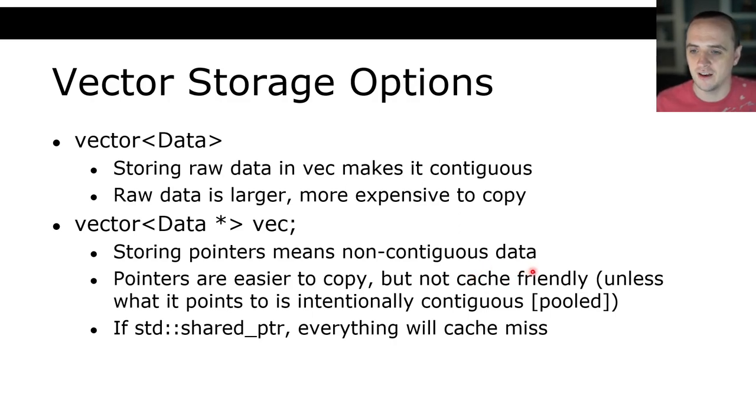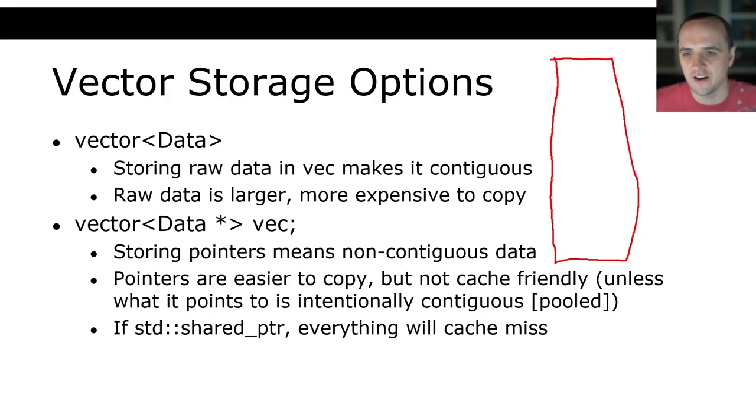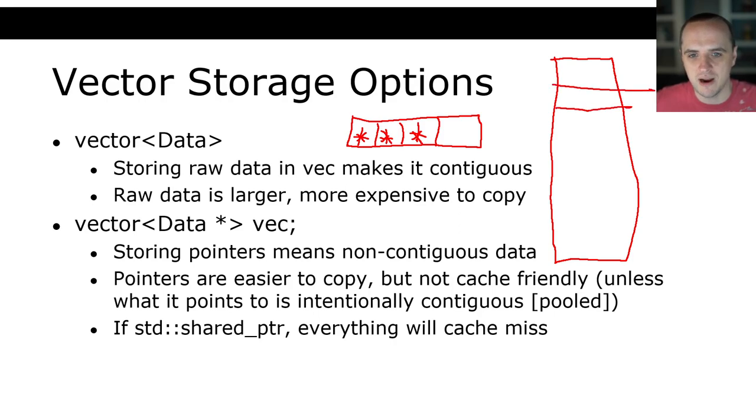But pointers are not cache friendly, because this pointer could be pointing to anywhere, right? If we just said new data and this data is living out there on the heap, then the data that this is pointing to is not contiguous in memory anymore. I know this might not be obvious to you, but let's say I've got a vector over here, okay? And in this vector, I'm storing a bunch of pointers, pointers to data. So let's say I've got three pointers. Over here, I've got my heap memory addresses.